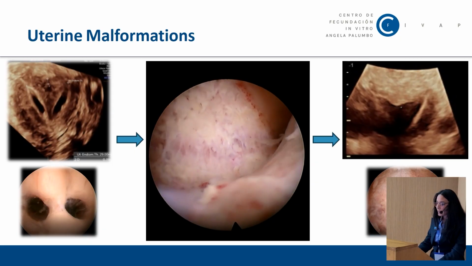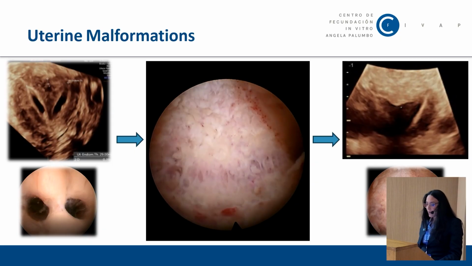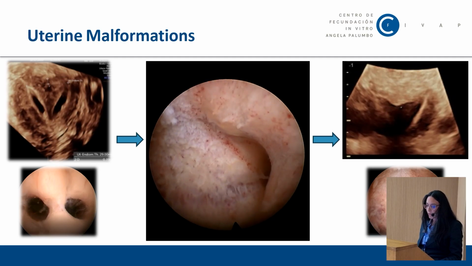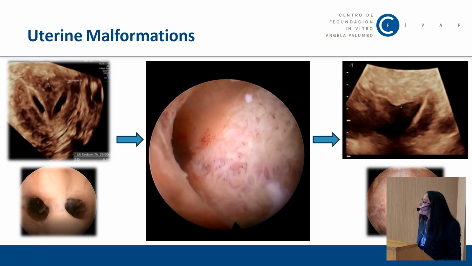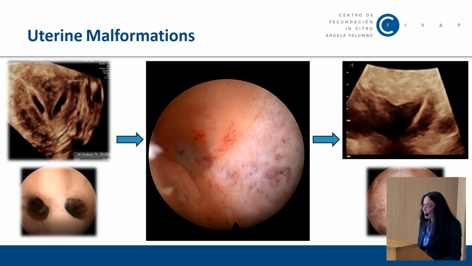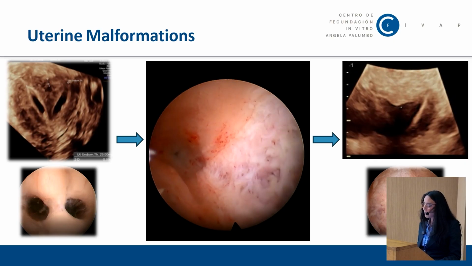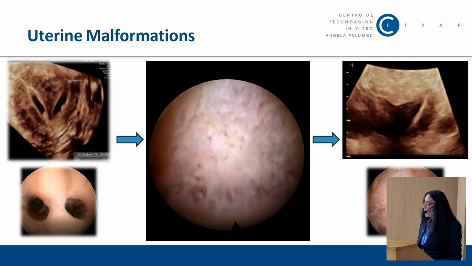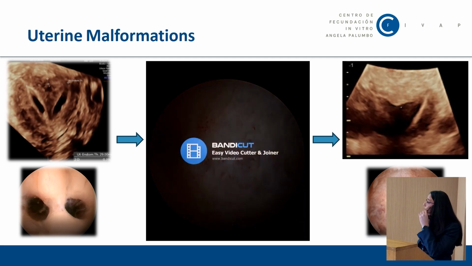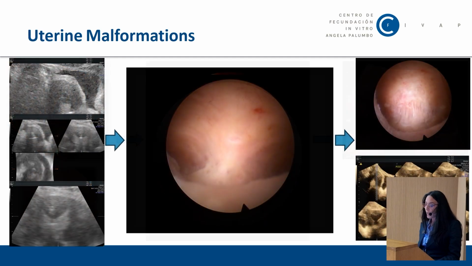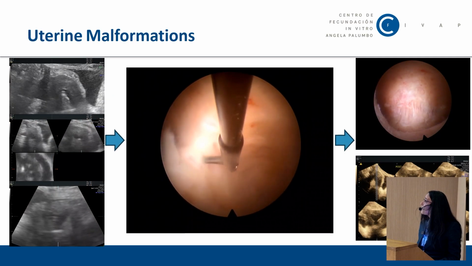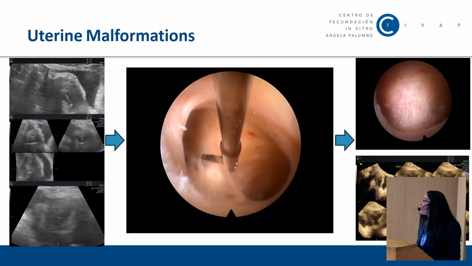Now we move to cases of submucosal myoma. In the first 3D acquisition, we can check the position of the submucosal myoma, and thanks to 3D ultrasound guidance, we can assess the distance between the fibroid and the serosa, which allows fibroid resection without any risk. And in this second 3D acquisition, we can see when the surgery is complete.